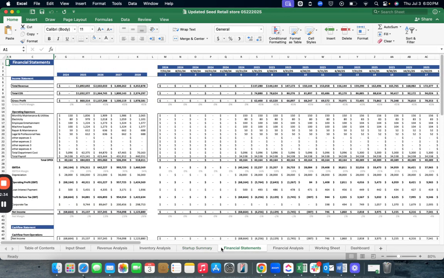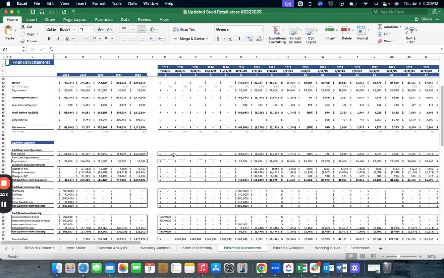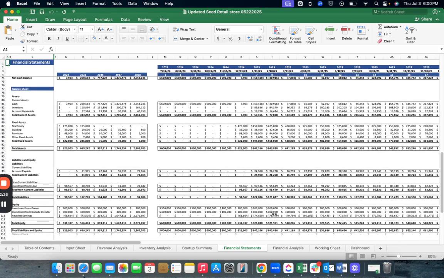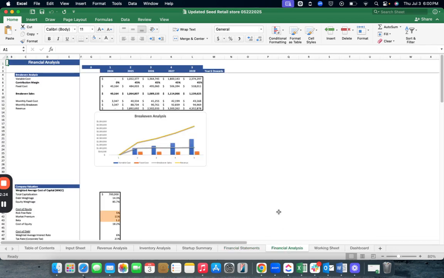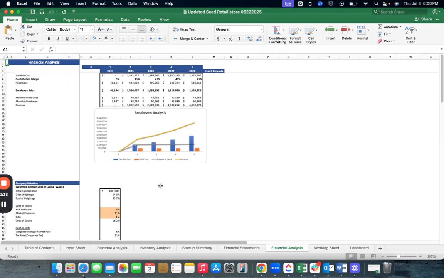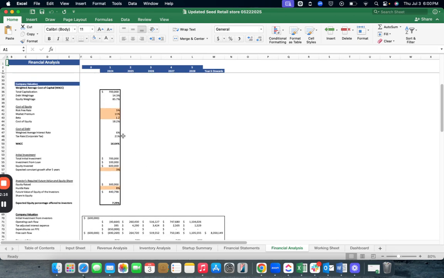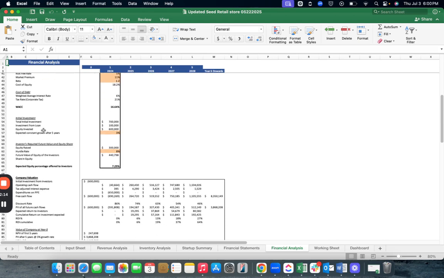Coming towards the financial statement, it's basically a three statement financial model. So we have income statement, cash flow statement and balance sheet. Coming towards the financial analysis, here we have the break-even analysis which contains break-even sales and contribution margin calculations. Then we have company valuation, which have weighted average cost of capital and we have an initial investment.